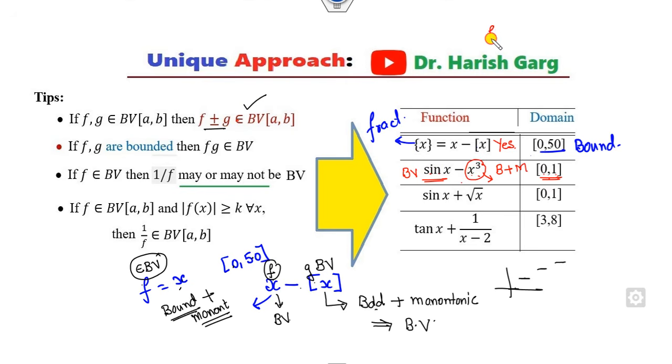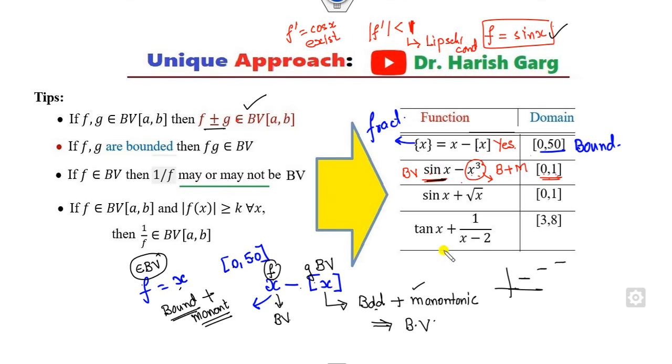Moreover, you can also see, if I consider f as sin x, clearly the derivative of this is less than or equal to 1. The derivative is cos x, which exists for all x. So f dash is less than or equal to 1. It means it satisfies the Lipschitz condition. It means this f is of bounded variation. Either you can prove it by the Lipschitz condition, or you can say it's bounded plus monotonic. Again, sin x satisfies the Lipschitz condition, or over this domain it is monotonic as well as bounded. So it's of bounded variation.